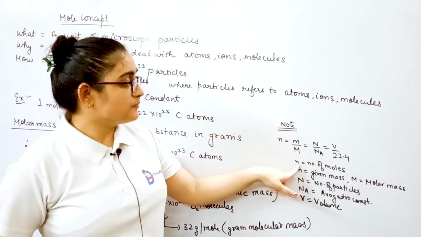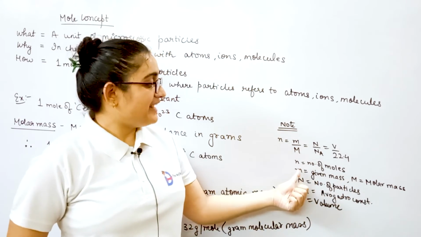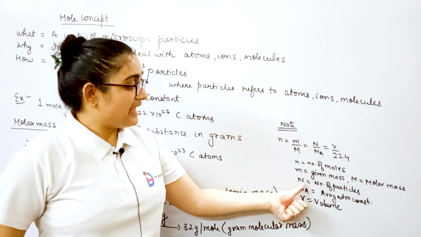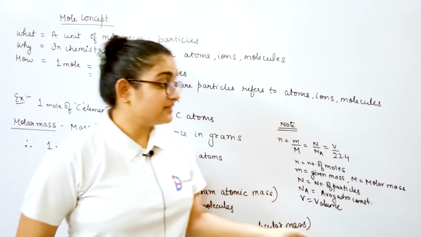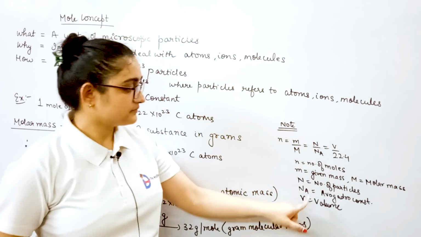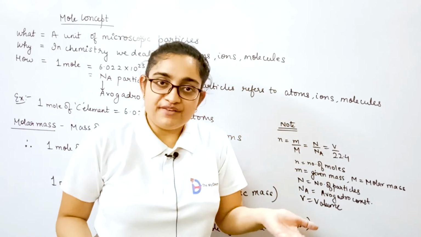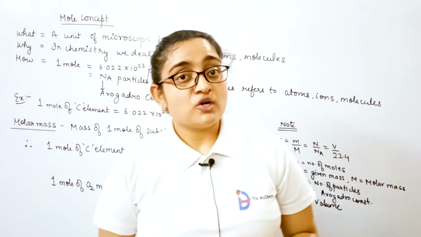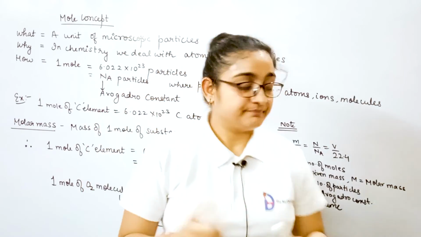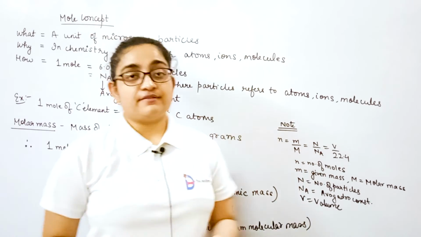So small n is number of moles, small m is given mass, capital M is molar mass. Capital N is number of particles; we will discuss the number of particles depending upon the question asked. Na is Avogadro's constant, we know. What is the value of Avogadro's constant? 6.022 × 10^23. And capital V refers to volume.